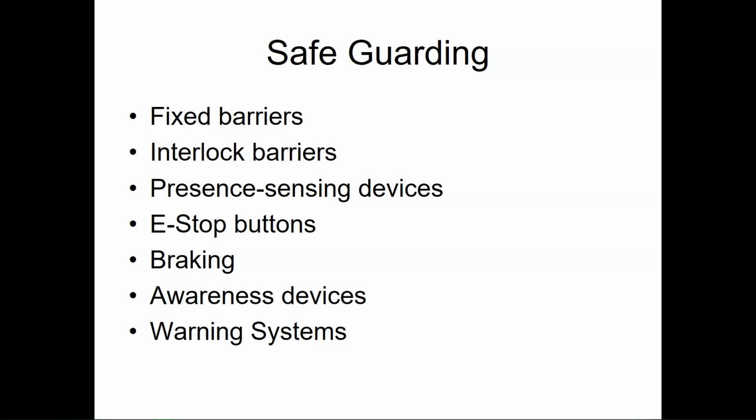For safeguards, we have fixed barriers, interlock barriers, presence sensing devices, e-stop buttons, braking, awareness devices, and warning systems. Not all of this will be part of your setup. Sometimes it's only one or two things that'll be part of it. Okay? You might just have fixed barriers to make sure everybody keeps out.